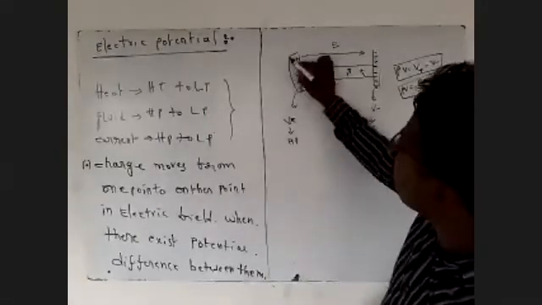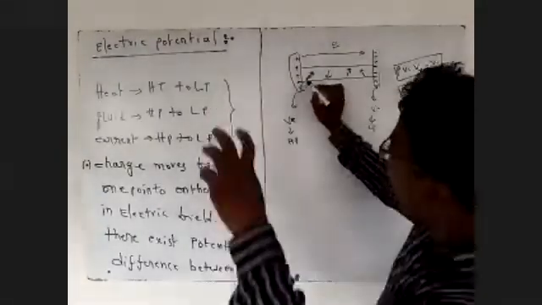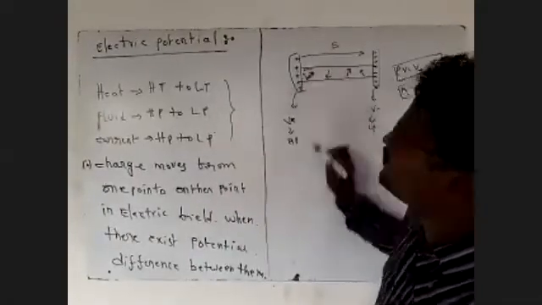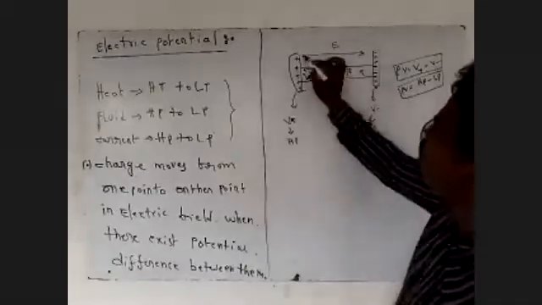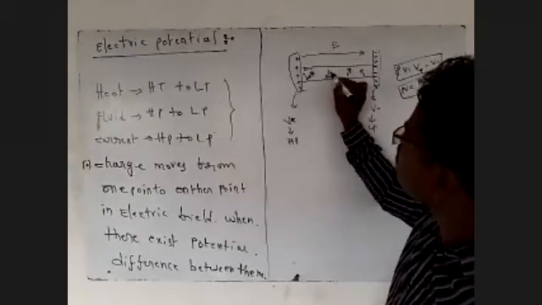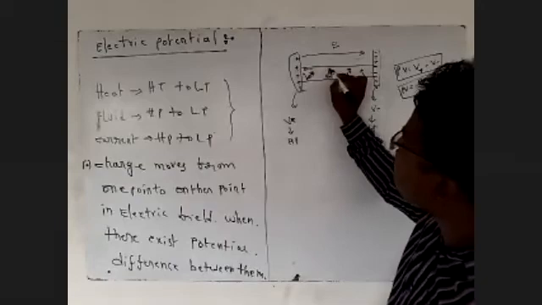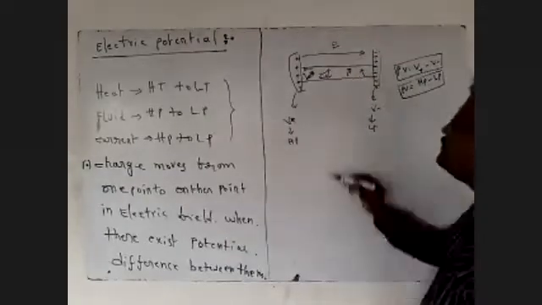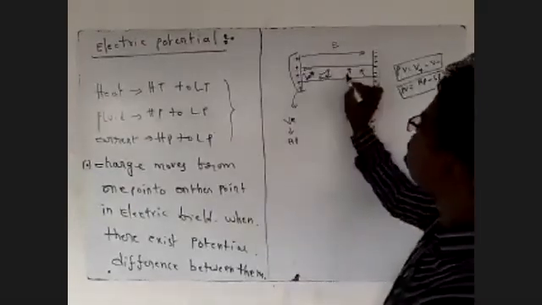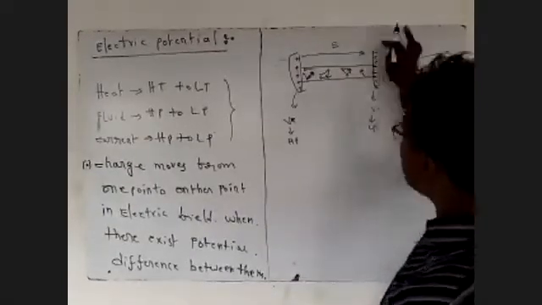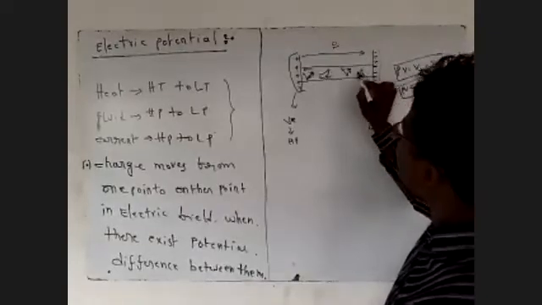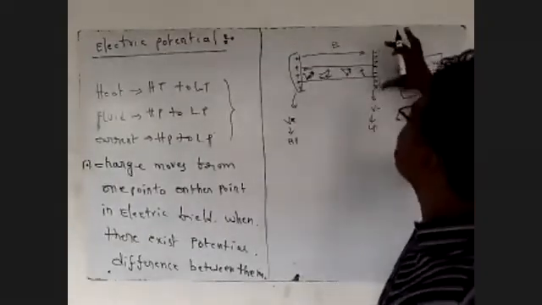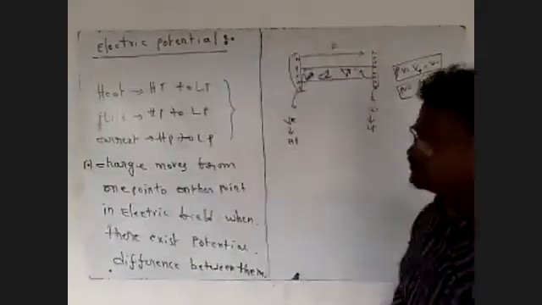This positive plate will attract the negative charge, so the electron moves in the backward direction. This positive plate attracts this negative charge in this direction, and the electrons are shifting this way. All electrons are moving from the negative plate to the positive plate.